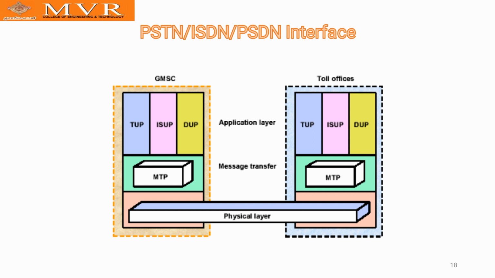See this picture, it acts as an interface on the GMSC. GMSC means Gateway Mobile Switching Center, and toll offices. In the toll offices, they have the ISUP and TUP. In that mode, there is the application layer. So the application layers are TUP and ISUP, and the message transfer uses MTP, message transfer part, to transfer from GSM to the toll offices by using the physical layer. This is the architecture of the PSTN, ISDN or PSDN interface.